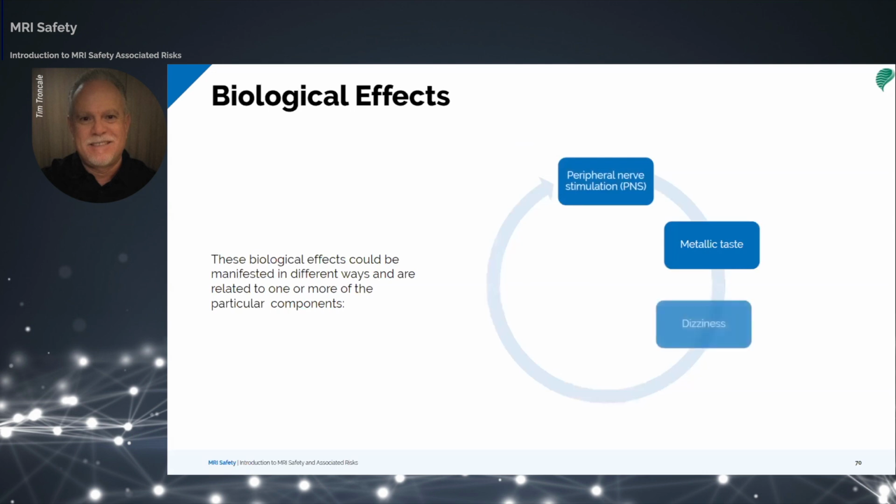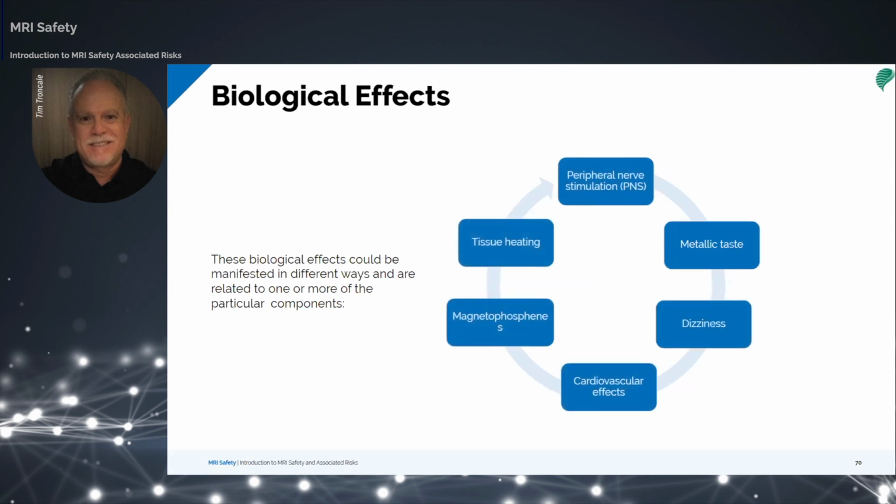Additionally, these biological effects can manifest in different ways. We will list them here and then explore each one individually. They are peripheral nerve stimulation, as we talked about earlier with the gradients. If you have ever experienced this, it is similar to feeling a small shock, such as from static electricity. Next are metallic taste, dizziness, cardiovascular effects, magnetophosphenes, and tissue heating.